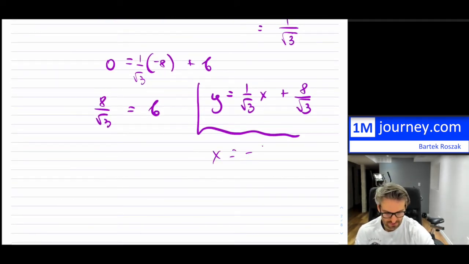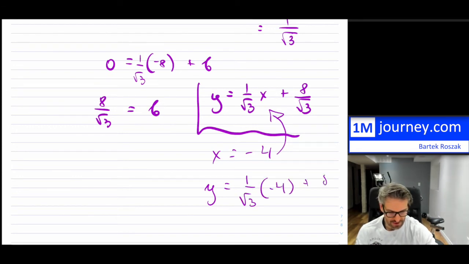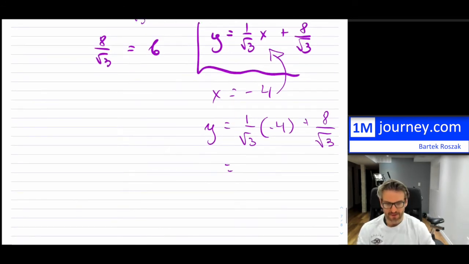So now that I have the lines, x is equal to -4 is the other line. If I substitute that in here, I'll get the value of y. So y is going to be equal to 1 over -4 plus 8 over square root of 3. And that's going to be your centroid. So your centroid is going to be at -4, and then whatever value this comes out to be. I can leave that for you if you want to find out what that is.